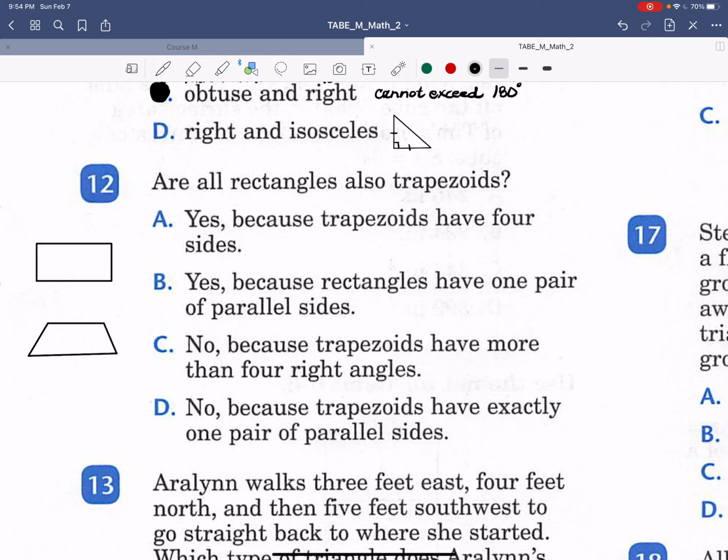No, they're not. So it's either because trapezoids have more than 4 right angles, or because trapezoids have exactly one pair of parallel sides. That's the one you want. The one pair of parallel sides. But a rectangle, by definition, has a second pair of parallel sides. So they're not the same, because your trapezoids just have that one set of parallel sides.